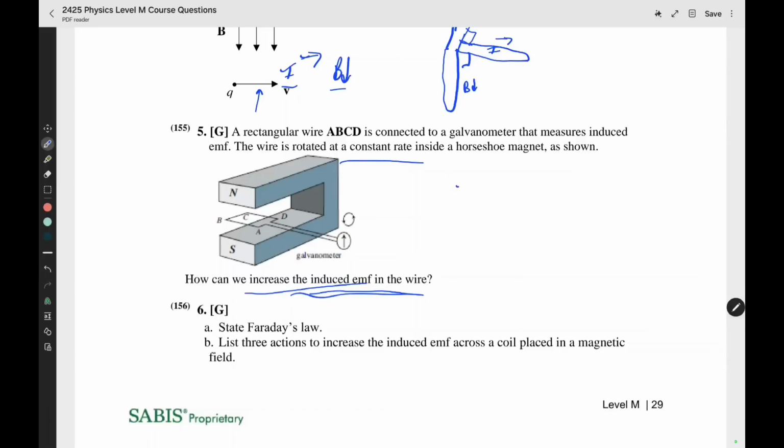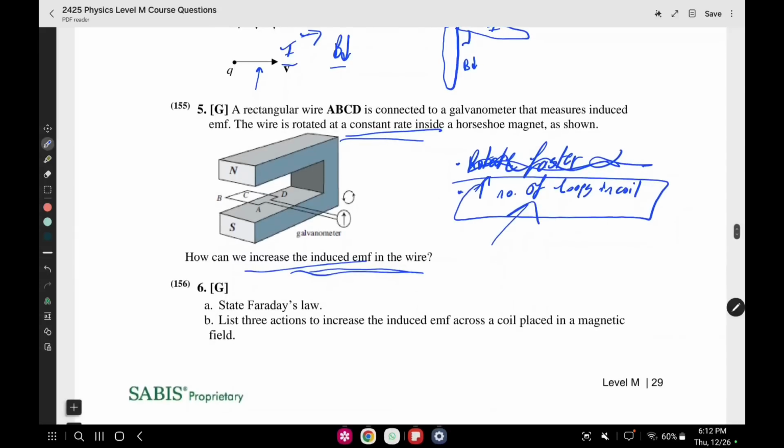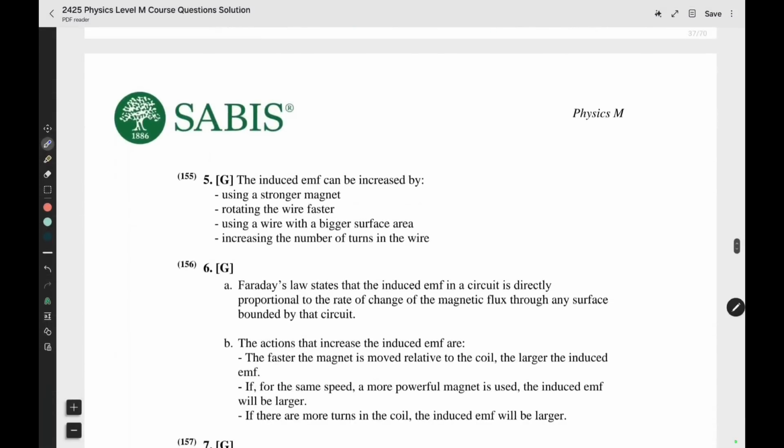What are the two things? Remember we said rotate faster, right? Rotate faster, and we said increase the number of loops in the coil, right? Obviously, since we can't use rotating faster because they said constant rate, we're going to use increasing the number of loops in the coil. But let's check. Using a stronger magnet, yeah, oh, okay. This is wrong. But this is good.